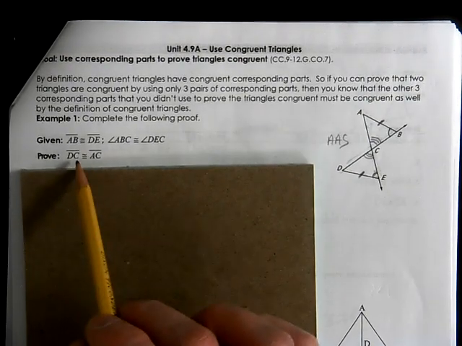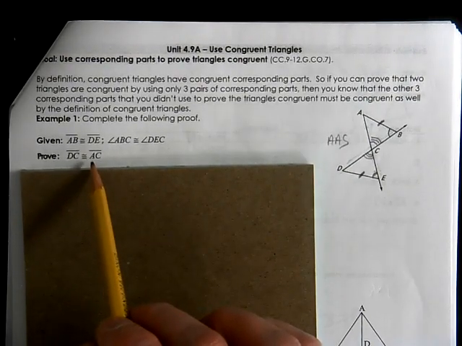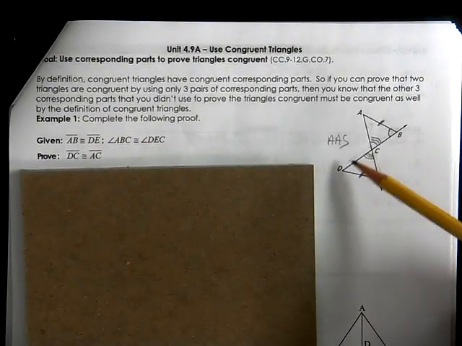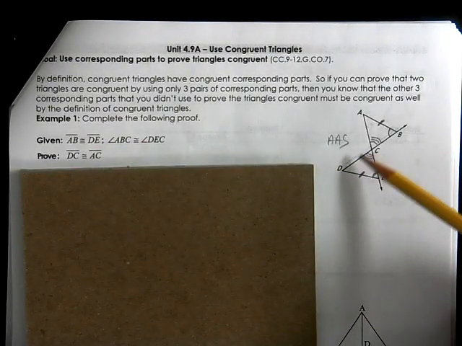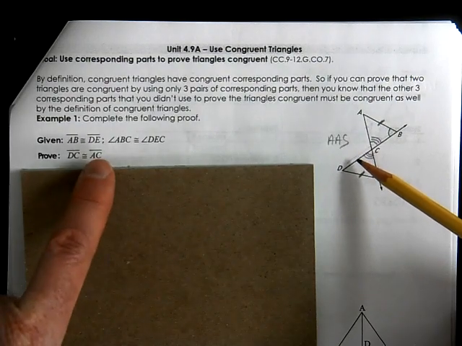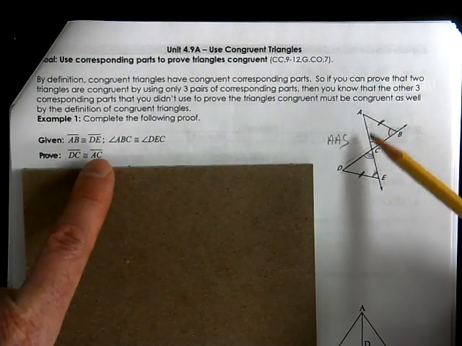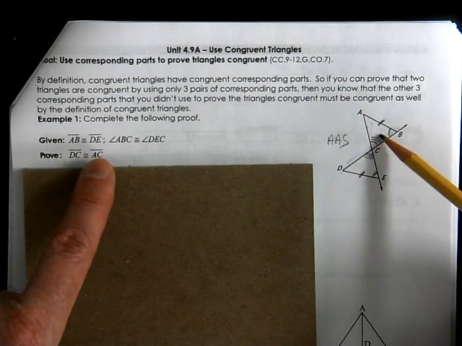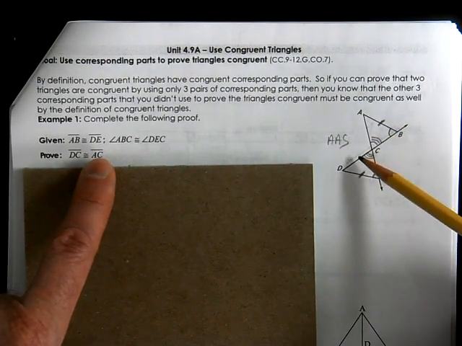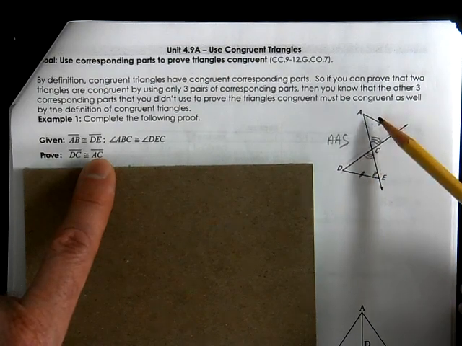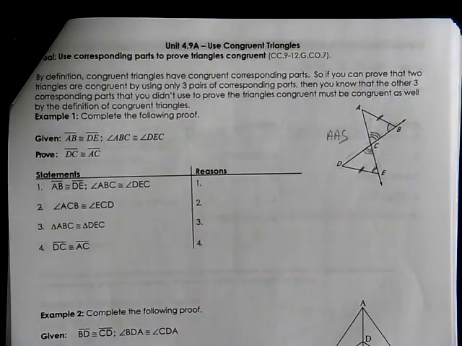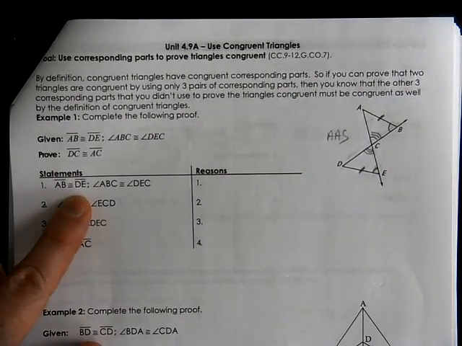Now look at what we're going to do. They're not asking us to prove the triangles congruent. They're asking us to prove the additional parts. DC is congruent to AC. So once the triangles are congruent, then I know its corresponding parts are congruent. So we'll come down to our proof.